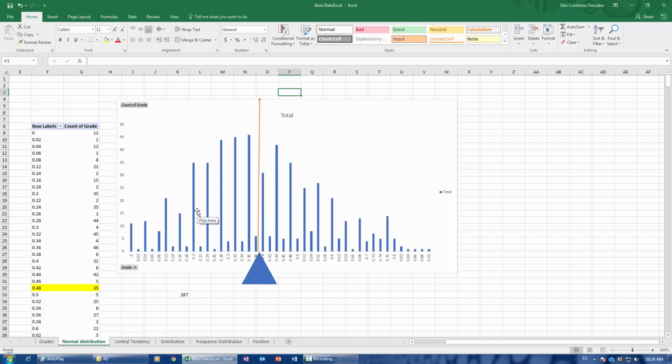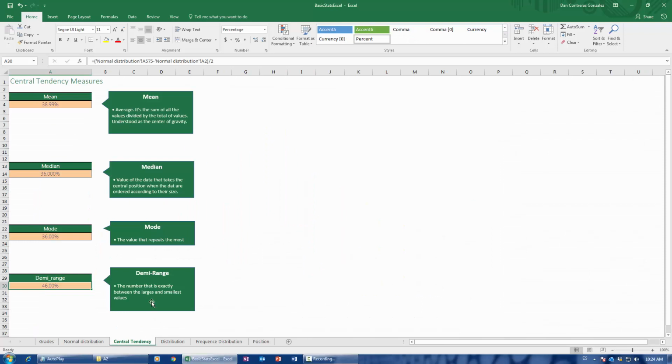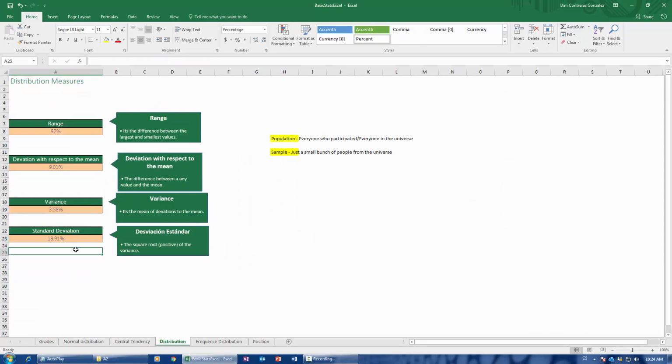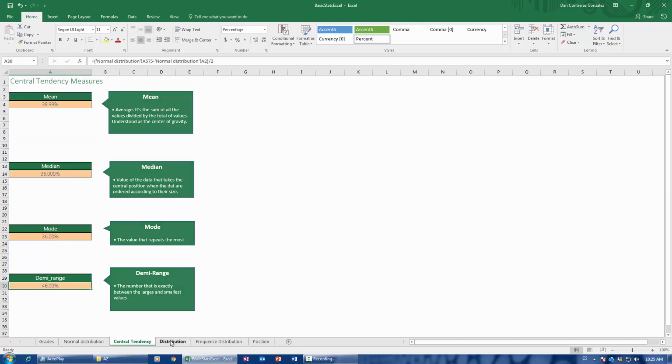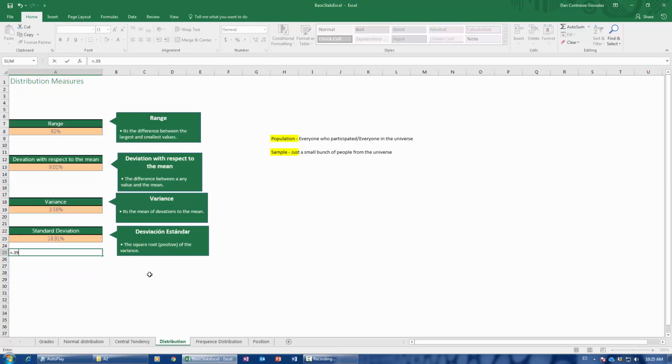So most of the population is going to be within a grade of plus or minus 18% of the actual mean, all right? So that would mean that I would have, say, for example, what was the mean again? 39%? All right, so I would have 0.39 plus the standard deviation and 0.39 minus the standard deviation. Most of the population, like about 60% of the population, is within these two limits, all right?